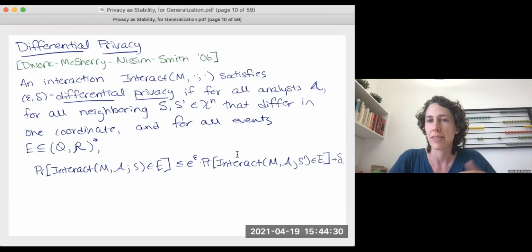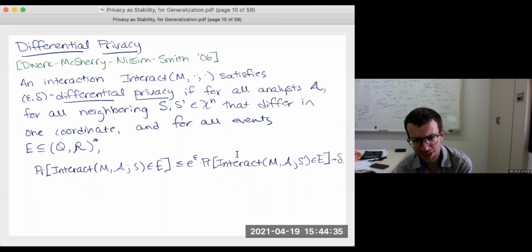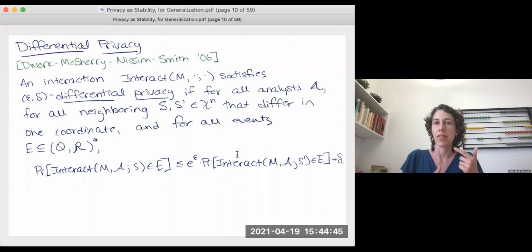Sorry, go ahead, question. I'm just trying to get my head around this definition. So if you fix a data set and an analyst, then what is an event? What is the randomness going on? So where is the randomness? There's randomness in the analyst's choice of the queries, and there's randomness in the mechanism's responses to the queries. And so this interaction has probability entering from those two sources.